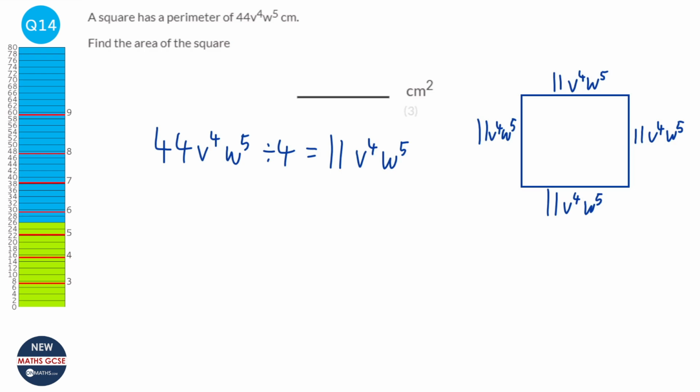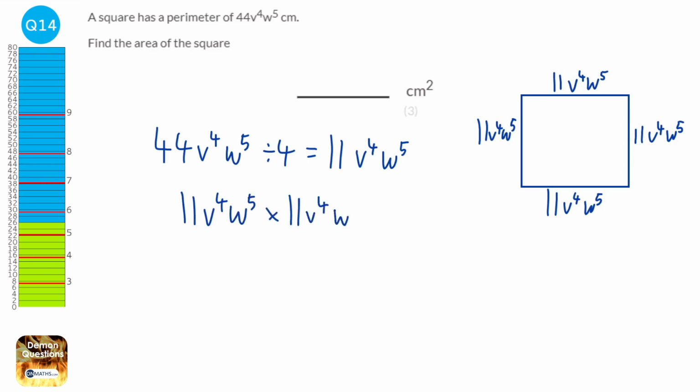And to work out what the area is, we obviously are going to square that. So we're going to do 11v to the power of 4, w to the power of 5, and we're going to just times it by itself, which is what squaring means. Okay, so we're going to times the 11s together, so that's going to be 121. Going to times the v to the power of 4s together, and remember with indices, if you times two powers of the same base, and they're both v, then we just add the powers together, so that'd be 8. And we're going to add the w to the power of 5 together, so that makes 10. So it's 121 v to the power of 8, w to the power of 10.